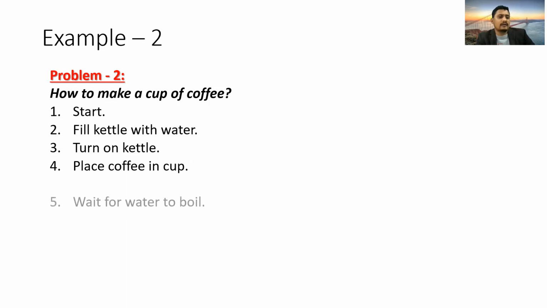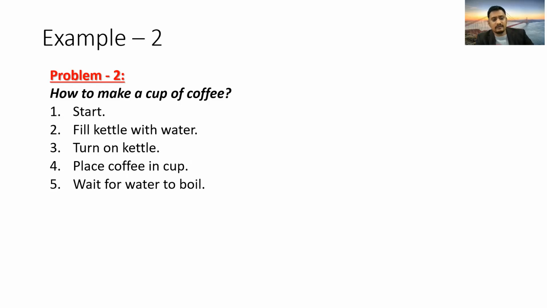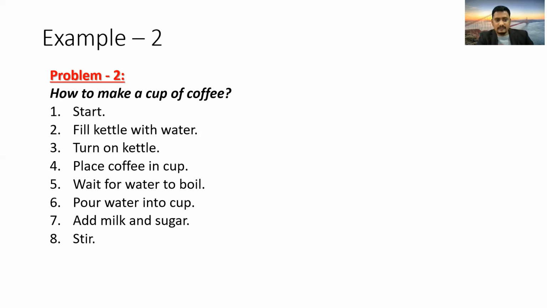And after that, wait for the water to boil. So we have to wait until the water is boiled. When the water is boiled, or heated, then we have to pour the water into the cup and add milk and sugar. Finally stir it. Our coffee has already been made. So the program will end.